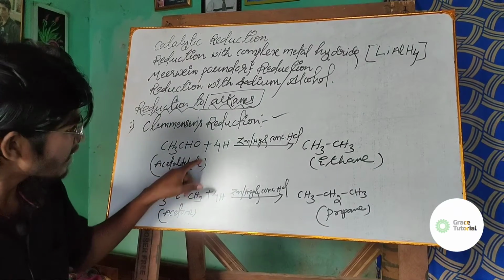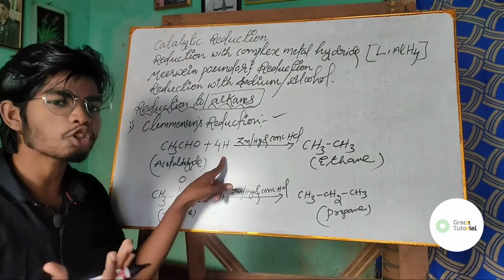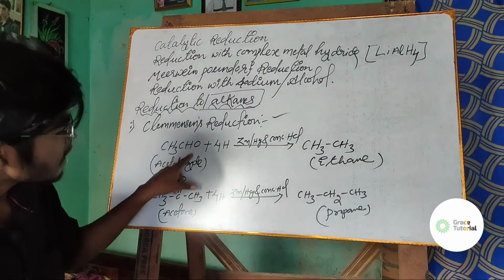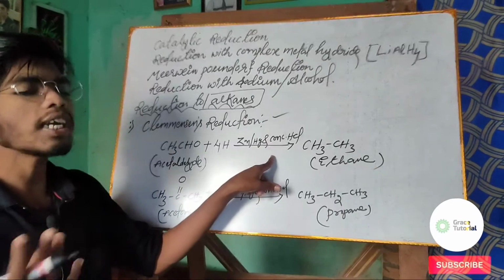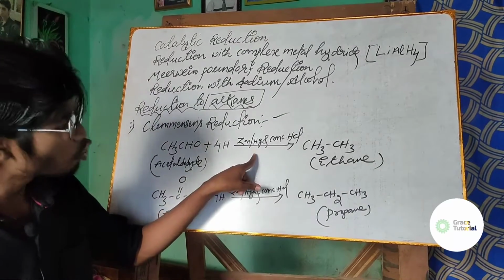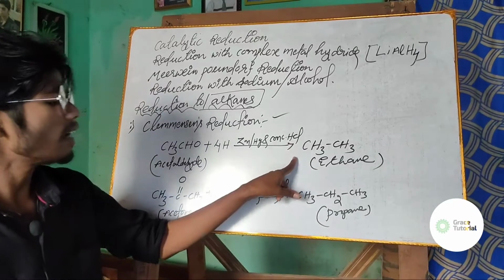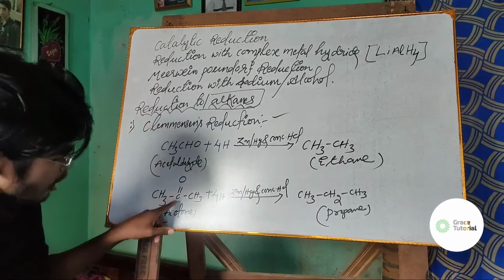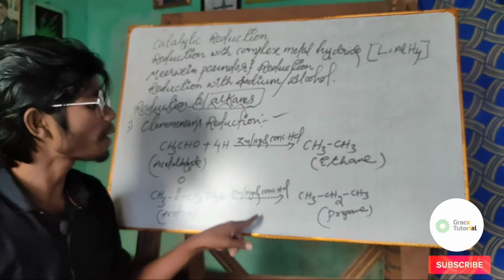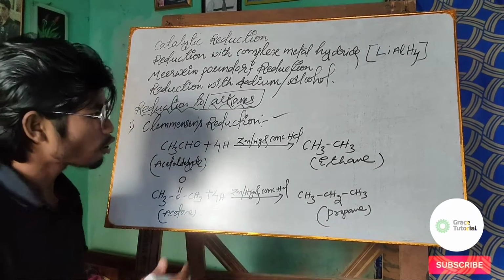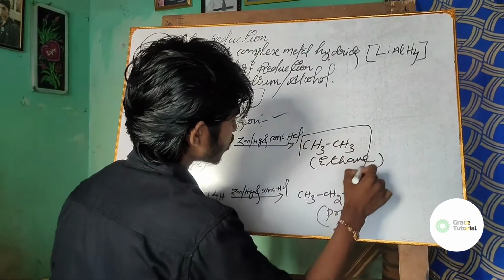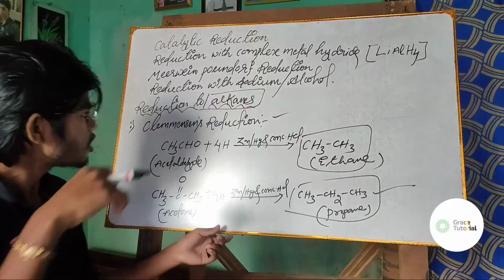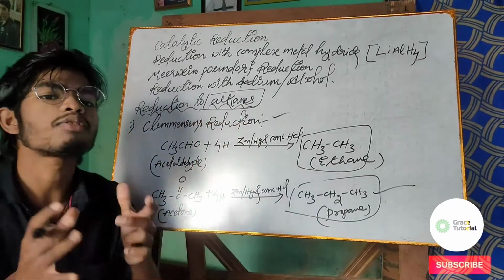When acetaldehyde gets reduced, that means addition of hydrogen or removal of oxygen. So when acetaldehyde gets reduced in the presence of zinc amalgam, that is Zn/Hg, and concentrated HCl, then alkane, that means ethane, is obtained. Similarly, when acetone gets reduced in the presence of zinc amalgam, propane results. So this is how the alkanes are obtained here. This is what is called Clemmensen's reduction.